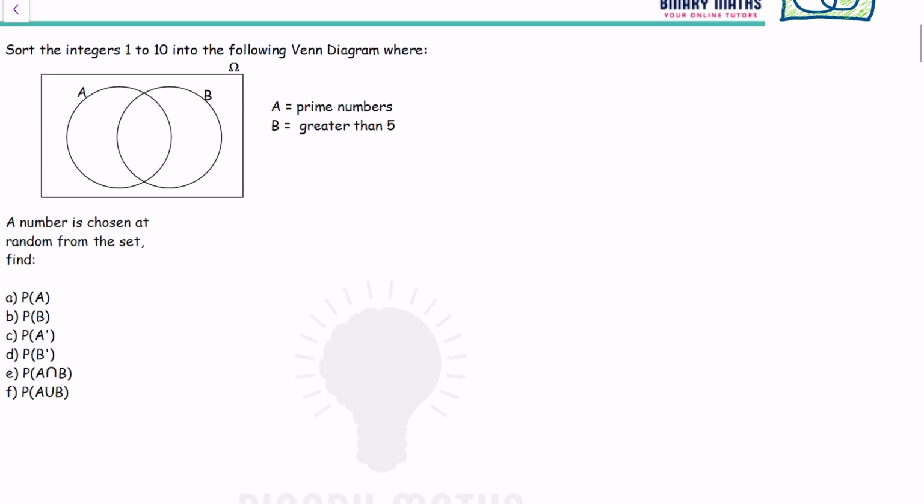Okay, sort the integers 1 to 10 into the following Venn diagram where A is equal to a prime number and B is greater than 5. So prime numbers less than or equal to 10 will be 2, 3, 5, 7. B, greater than 5, will be 6, 7, 8, 9, and 10. Now you can see clearly the only number that comes up in both is 7. So 7 will go in the intersection.